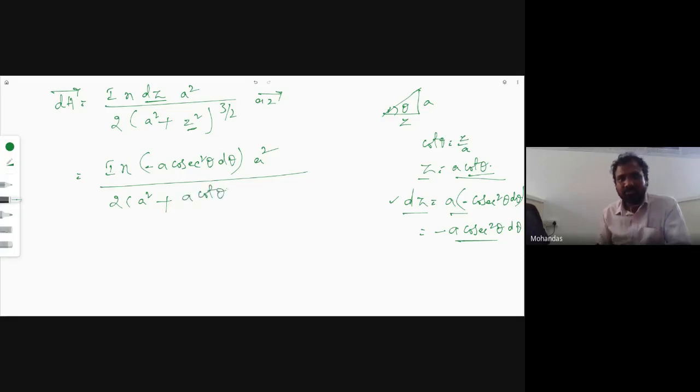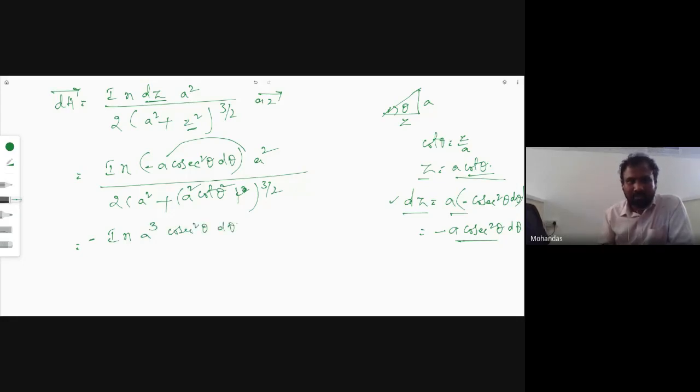Why you are doing all those things is to simplify the integration. That's it. (a cot theta) whole to the power of 3 by 2, that means a cube cot cube theta. Right? So in here, a into a square, that so there is a minus, right? A cube cosecant square theta d theta divided by 2 into, let us take a square as a common in this, and if you take a square as a common, (a square) whole to the power of 3 by 2.